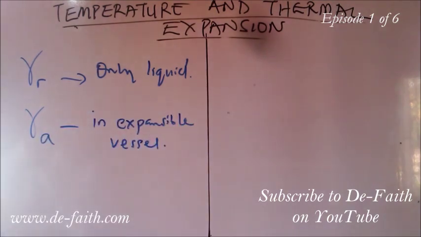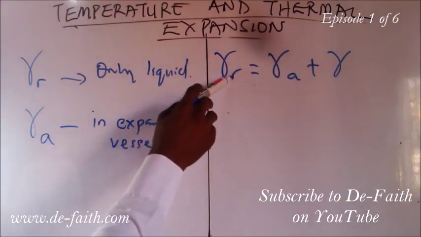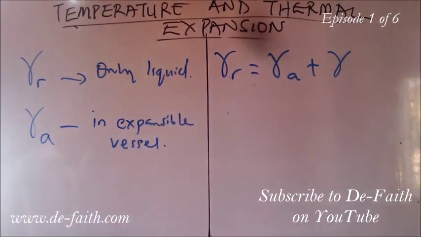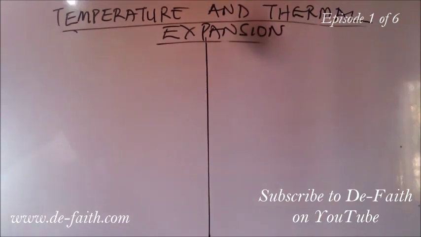And so there is a link or a relationship between the real cubic expansivity and the apparent cubic expansivity of the liquid, with this formula: the real cubic expansivity of the liquid is equal to the apparent cubic expansivity of the liquid plus the cubic expansivity of the containing vessel. Let's talk about anomalous expansion of water.